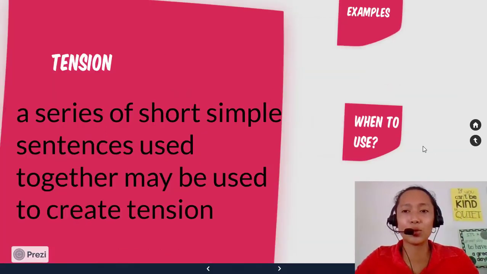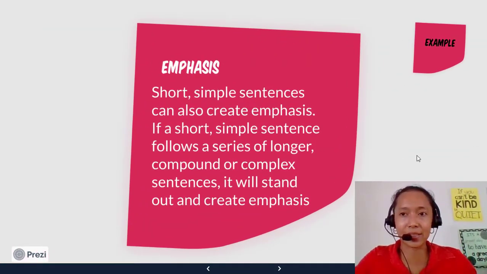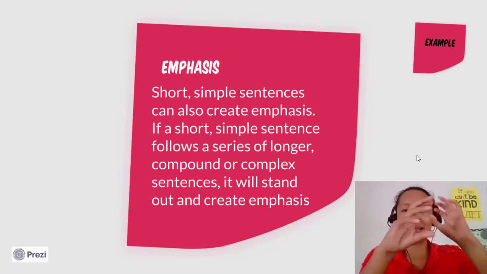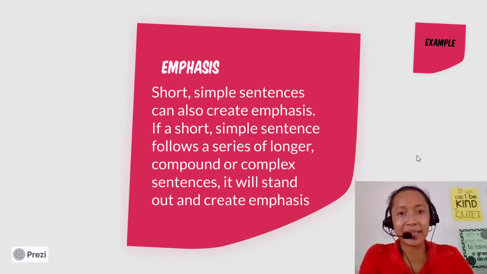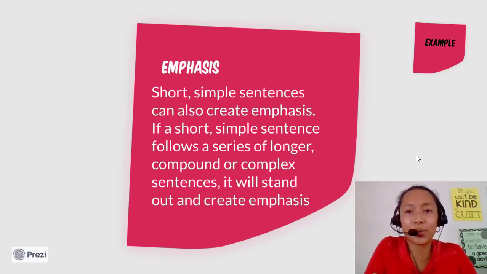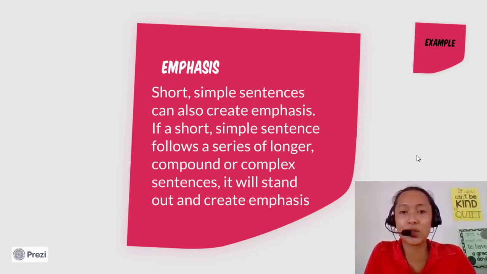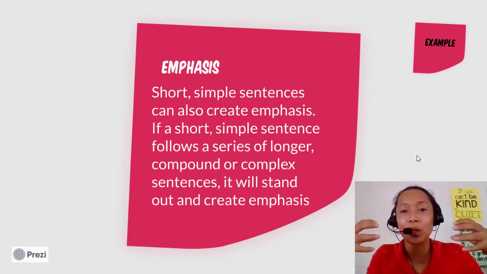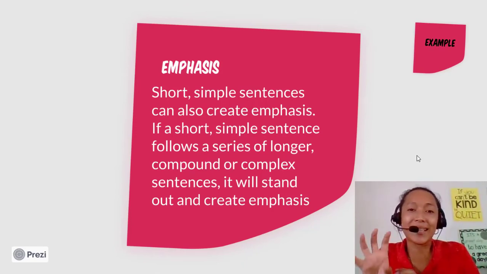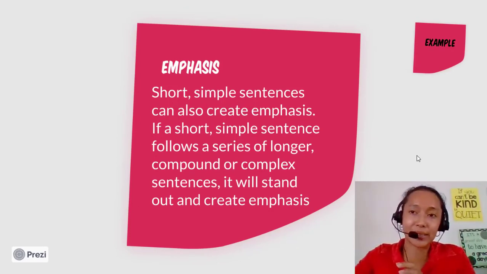Short sentences can also be used to emphasize. So instead of using it back to back to build tension, sometimes short sentences can be placed strategically in a paragraph to highlight something. So short, simple sentences can also create emphasis if a short, simple sentence follows a series of long, compound, or complex sentences. It will stand out and it will create emphasis. So it'll stand out if everything around it is complex, lengthy sentences. That little short sentence would stand out. So that's an effective way of using simple sentences.